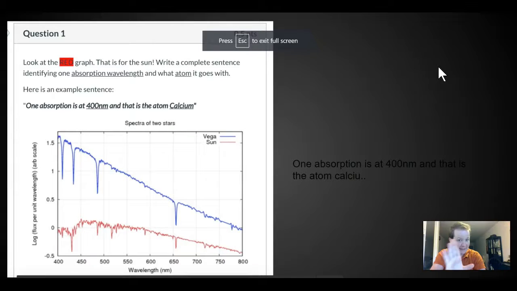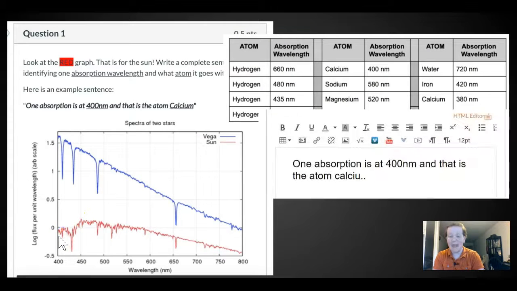So that was just practice. Okay, notice there is not really a dip right there. And then you're going to do this for the sun 2 more times. Look at all these dips. You're going to do 3 total. So maybe right here, what wavelength do you think this dip is at? Maybe 430, maybe 440.